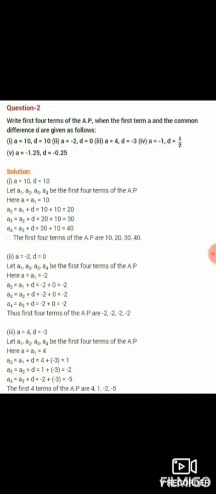Students, we have solved these first 3 parts. Now for the next 2 parts, as homework for you all, you have to find them on your own by using the same method.